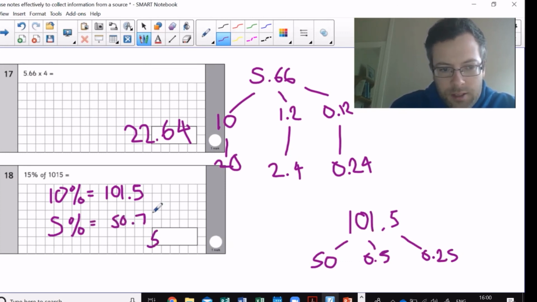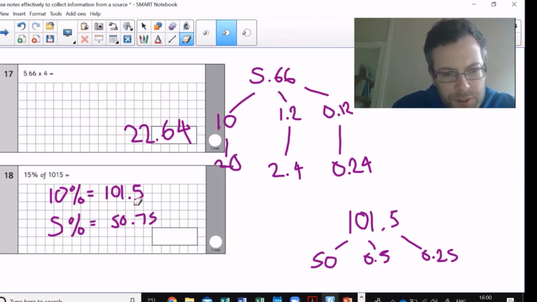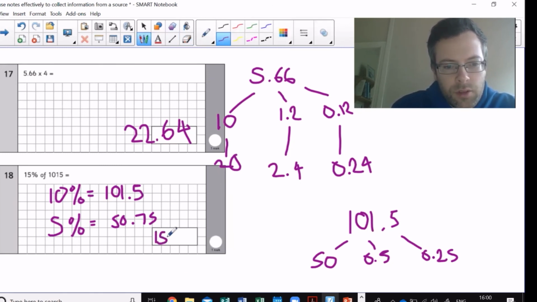And then to work out 15%, I add those two things together. So I'm left with 151, but then that's going to be 1.25. So 152.25. And that is all of the questions done.